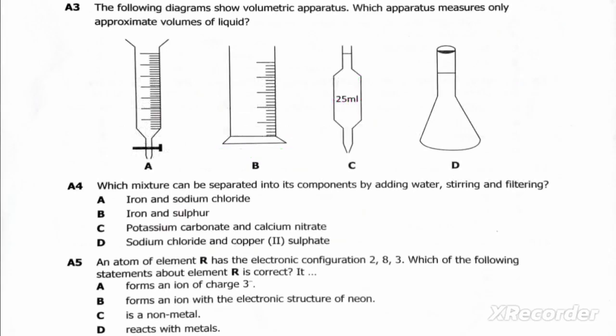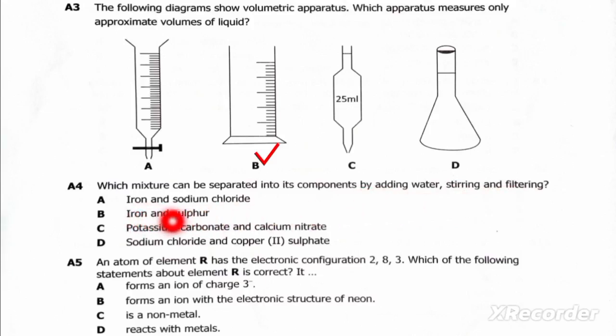So therefore, the apparatus that can help us to measure approximate volumes here is the beaker. A beaker is an apparatus that can be used to measure approximate volume. We shift to the next question, which is question A4. Which mixture can be separated into its components by adding water, stirring, and filtering?